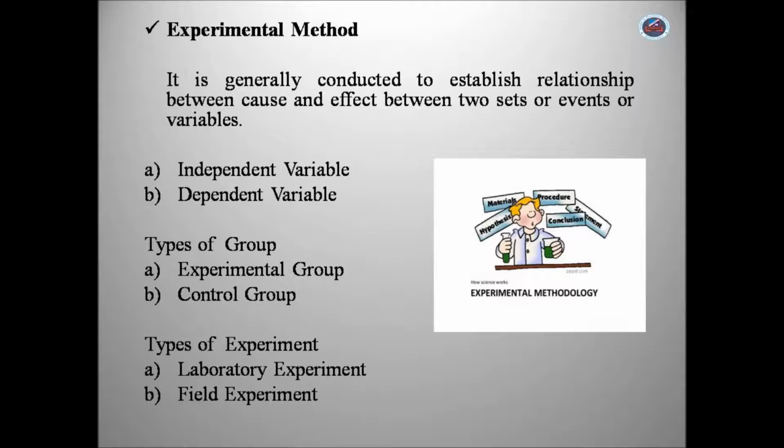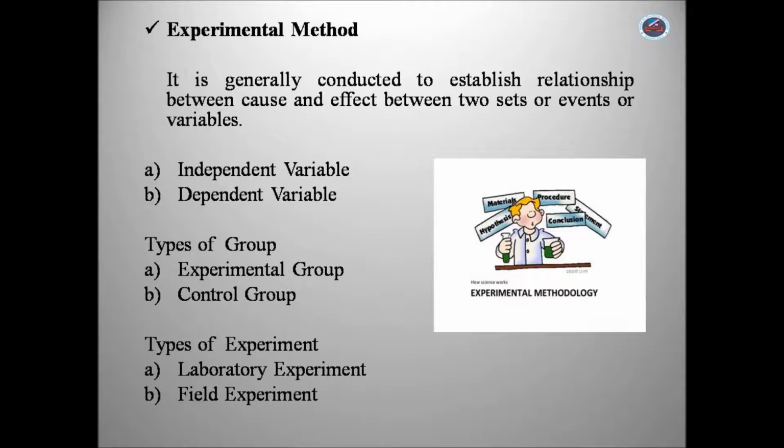In this experimental method, it is generally conducted to establish a relationship between cause and effect, between two sets of events or variables. When we talk about the variables, we talk about the independent variable and the dependent variable. The independent variable is the event or situation which can be manipulated by the experimenter to see if it will have an effect on some other event or situation.